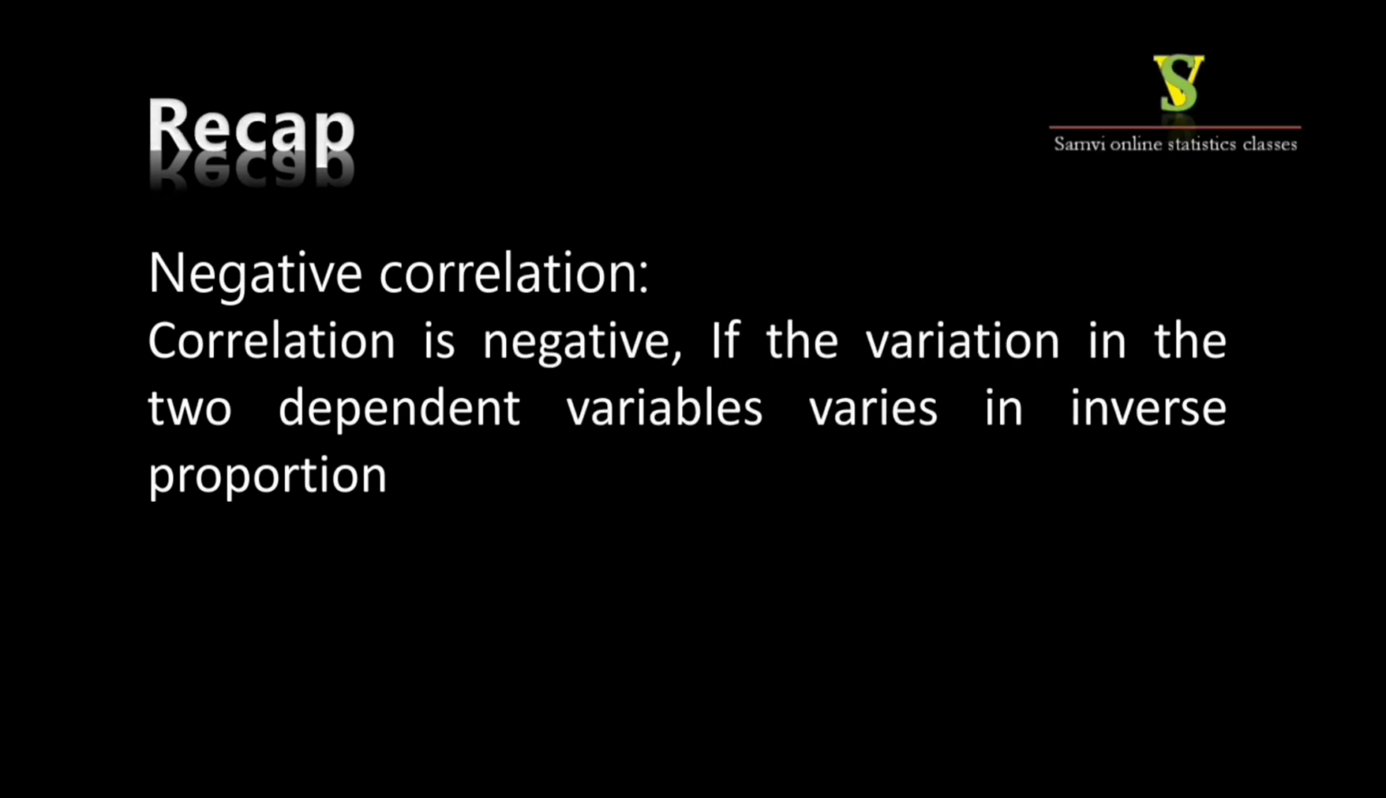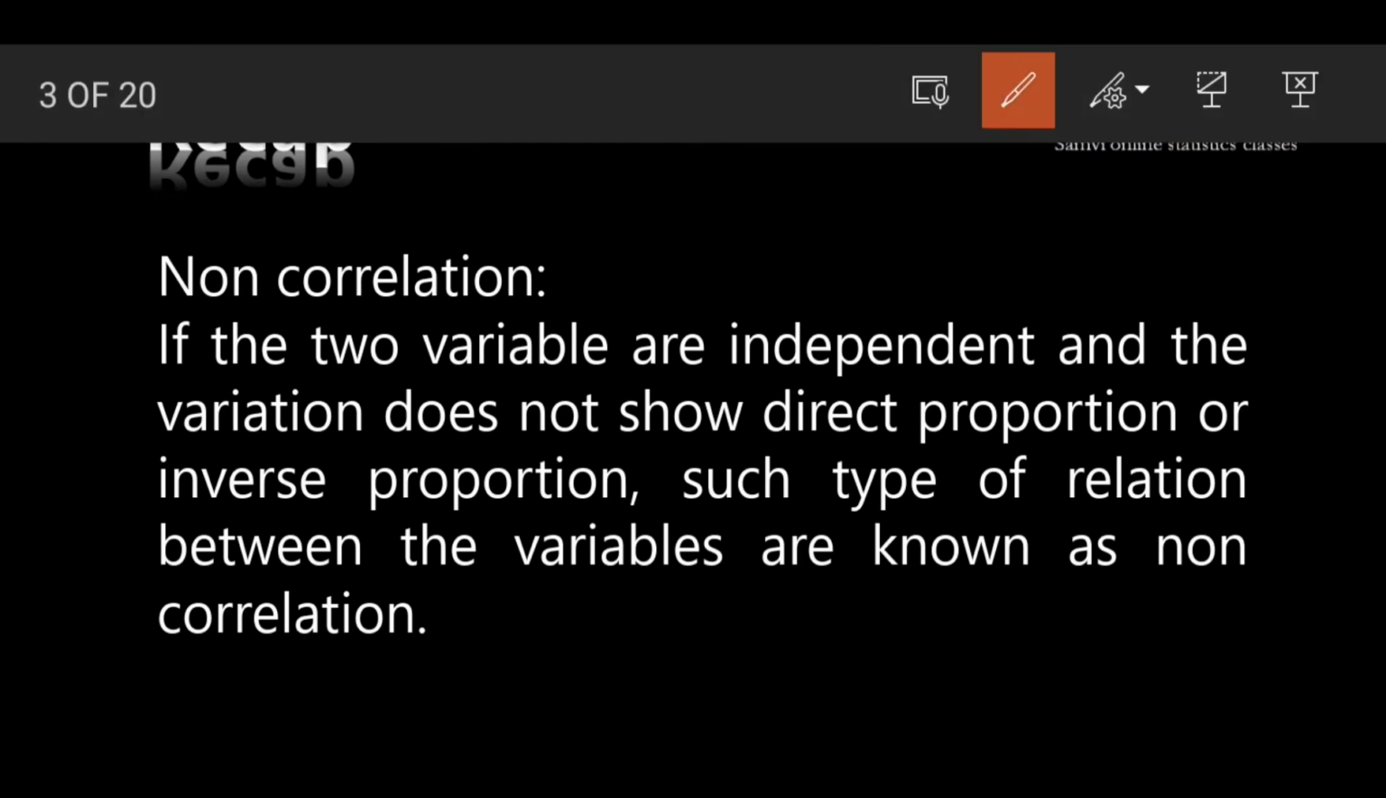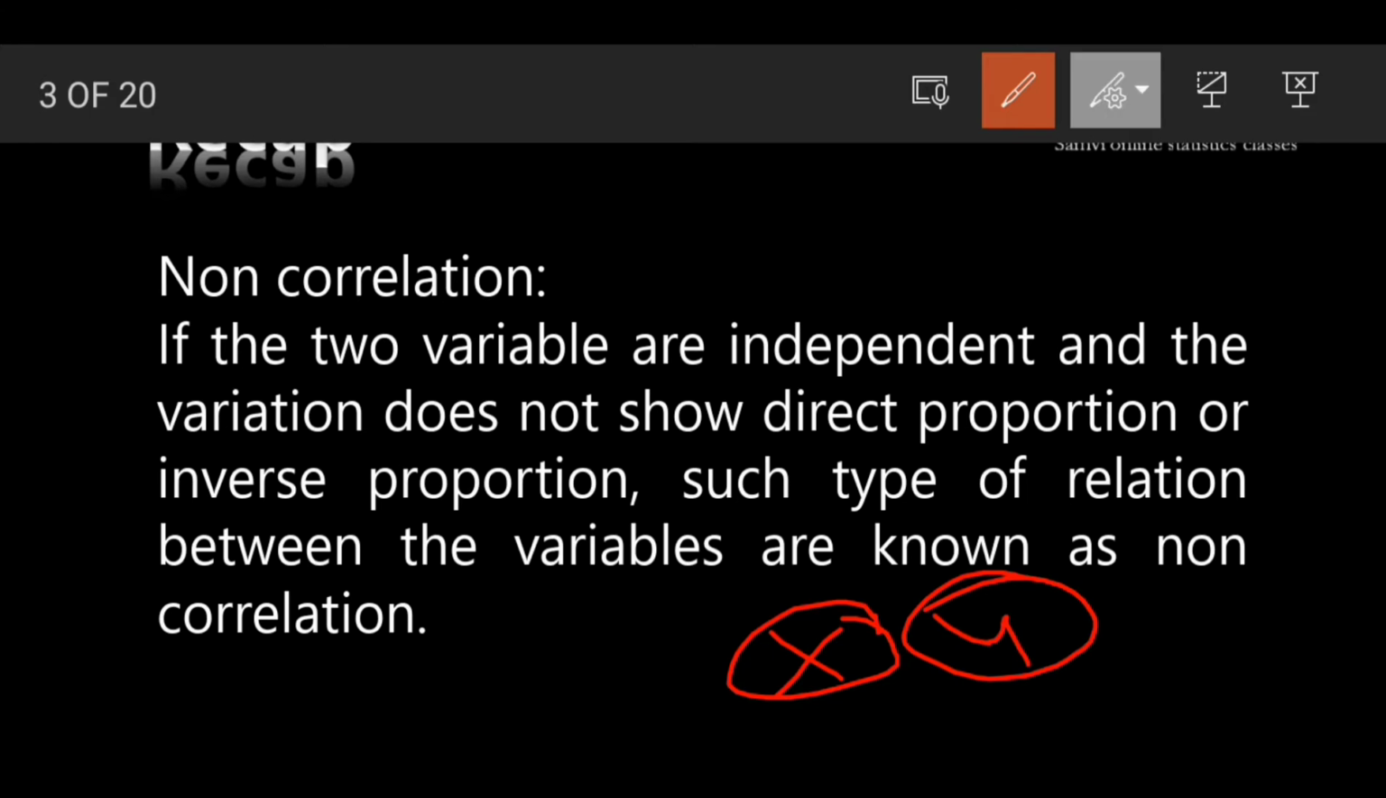So next is non-correlation. If the two variables are independent and the variation does not show direct proportion or inverse proportion, such type of relation between the variables is known as non-correlation. The meaning is, if I write x variable and y variable, if there is no relation between these two variables, then we can say that it is non-correlation, otherwise a zero correlation.